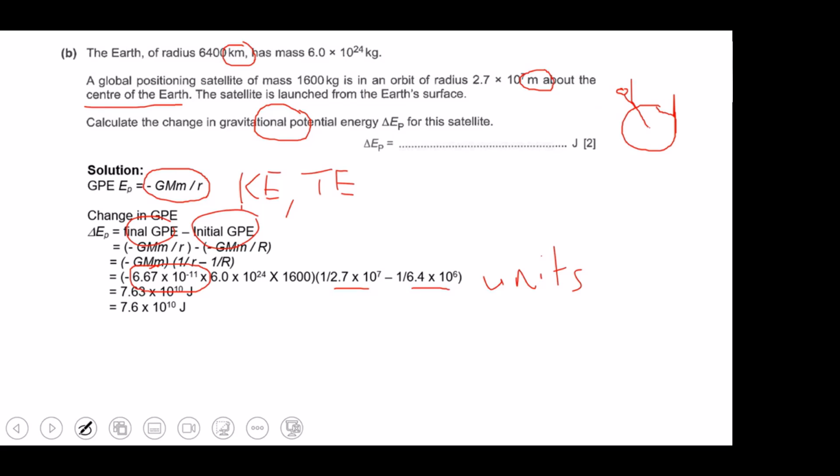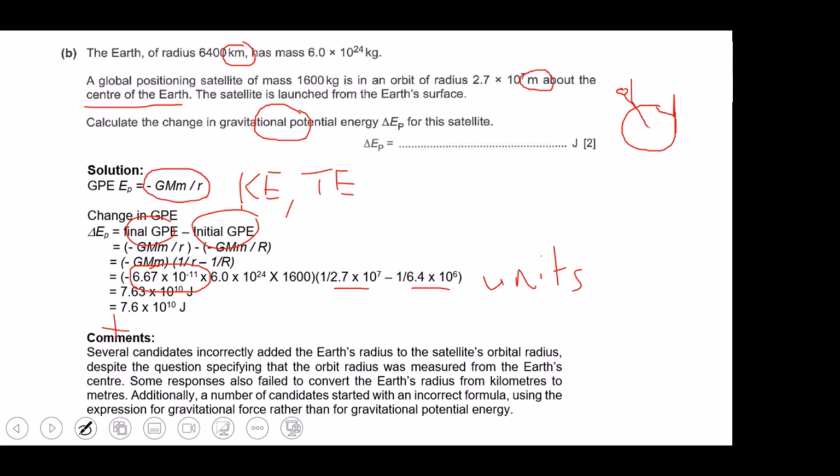Because the satellite is moving further and further away, by right this change should be a positive change. It should be an increase. So that's why you expect a positive increase. The change will be an increase because it's launched further and further away.